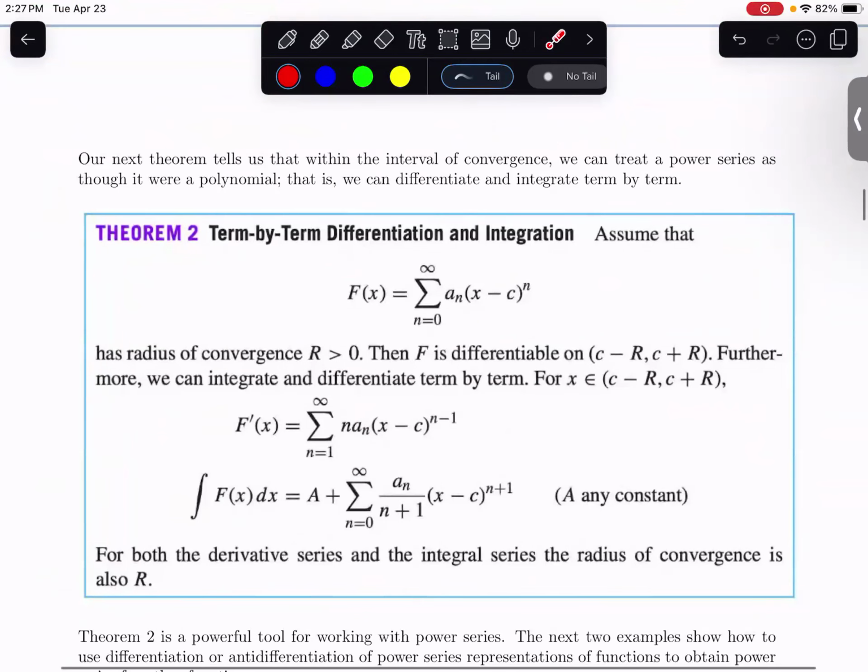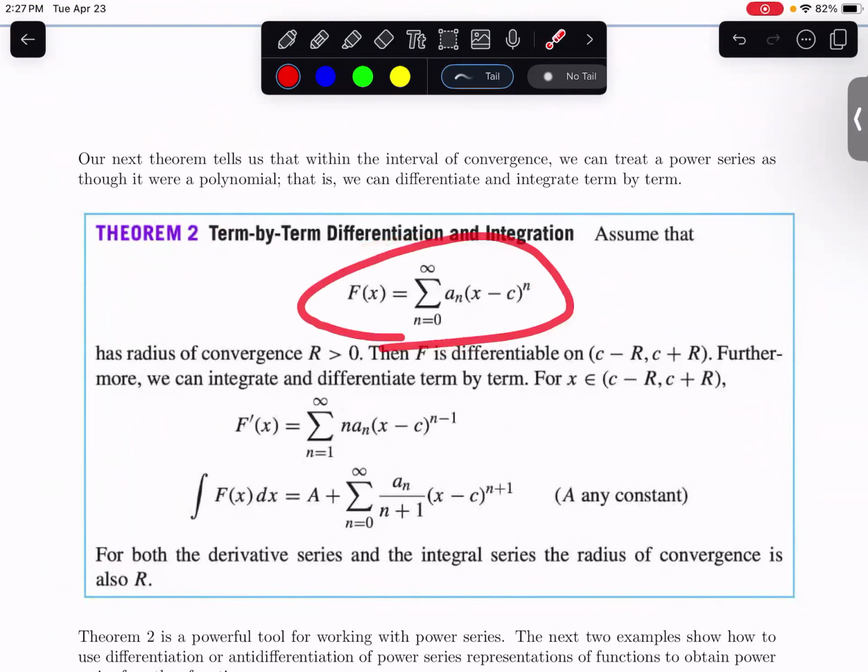So what I mean by this, it's theorem 2 that I'm referencing. So if you have a power series centered at c, given here, with the radius of convergence given by some r greater than 0, then it turns out that the power series is going to be differentiable on this interval. Furthermore, we integrate and differentiate term by term.